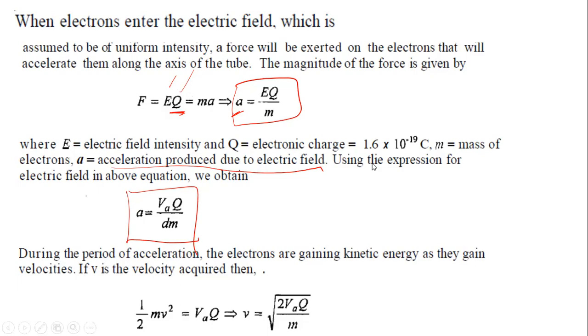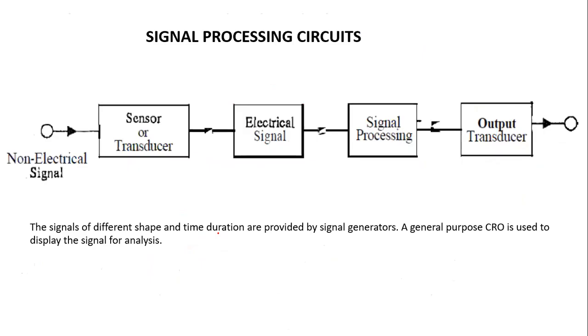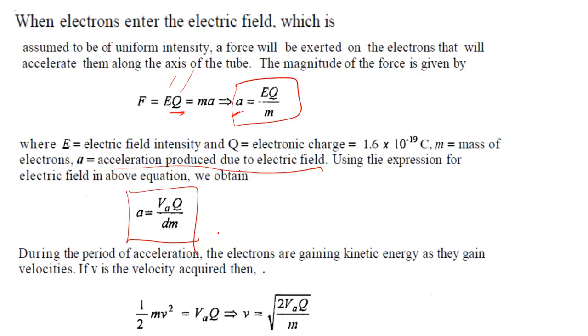And during the period of this acceleration from this control grid to this accelerating anode, this is the distance D here. So during this period, the electrons will gain kinetic energy because it is accelerated, means it will gain kinetic energy along the direction. So the kinetic energy half mv square will be the potential applied into charge. Okay, kinetic energy is potential applied into charge. So the velocity gained by an electron will be given by this kinetic energy.